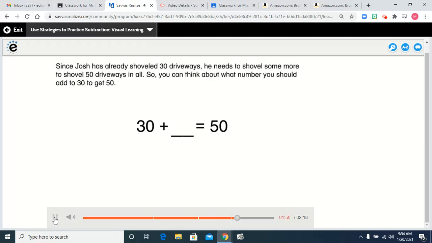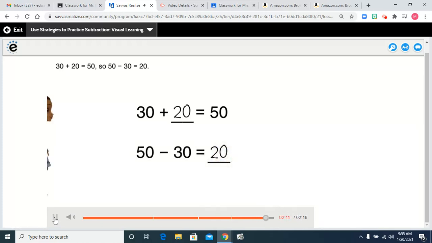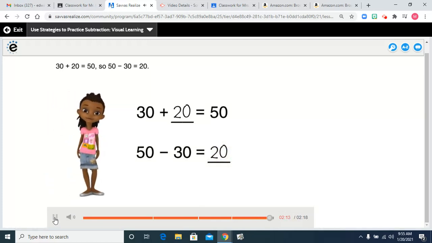Since Josh has already shoveled 30 driveways, he needs to shovel some more to shovel 50 driveways in all. So you can think about what number you should add to 30 to get 50. 30 plus 20 equals 50. So 50 minus 30 equals 20. What's your favorite way to subtract?